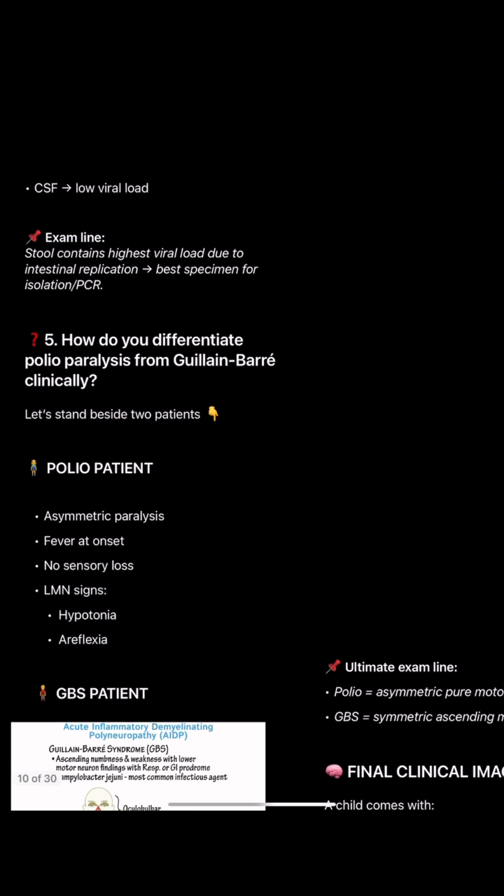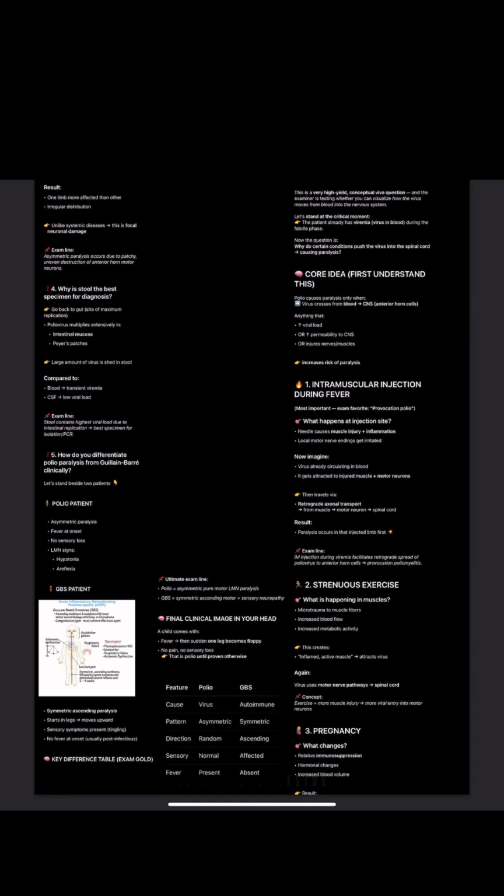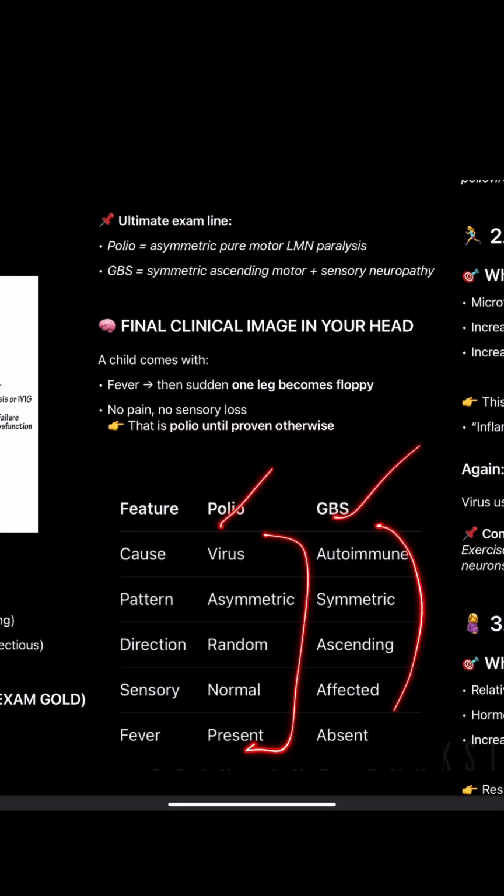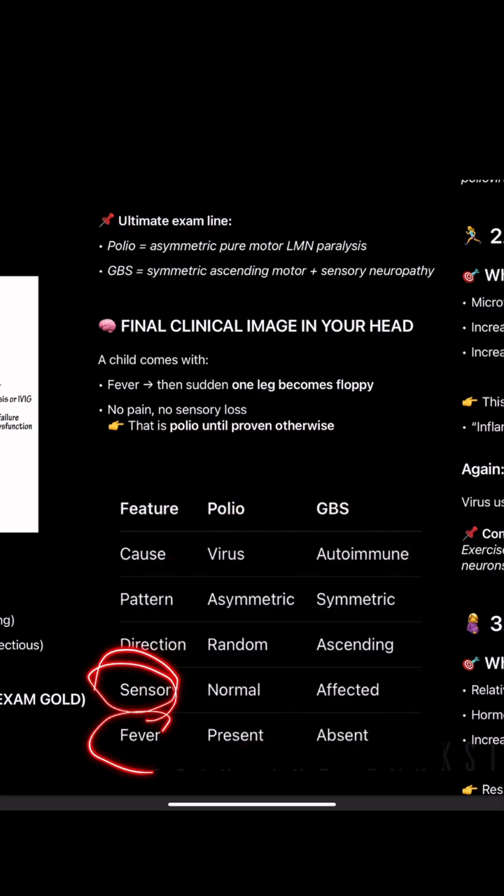Okay, no fever, but in a polio patient there was fever at onset. Key differences between polio and GBS, read all these, okay? The cause, the pattern, the direction, sensory effect, and fever.